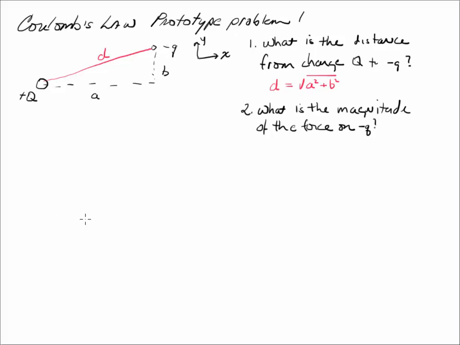Now, what is the magnitude of the force on minus q? Pause the video and write your answer down. Of course, the magnitude of the force is KE Q parentheses minus Q over D squared, absolute value. And we can write that as KE capital Q times minus Q over A squared plus B squared, absolute value.